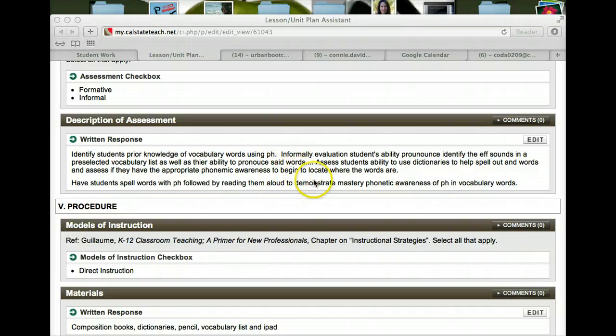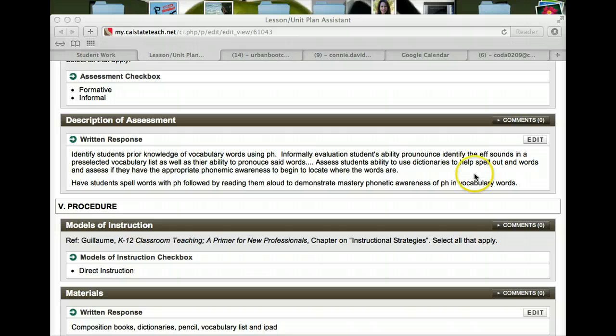Informally evaluate students' ability, I'm assuming, to pronounce, identify the PH sound in a pre-selected vocabulary list, as well as their ability to pronounce said word. That just needs good English because I don't know what you're talking about.